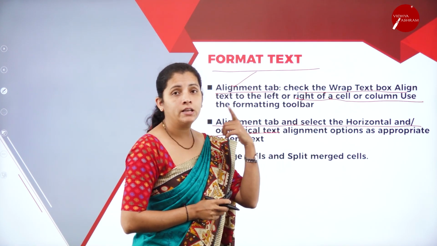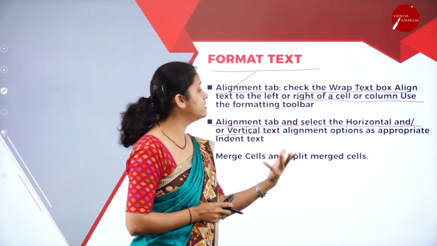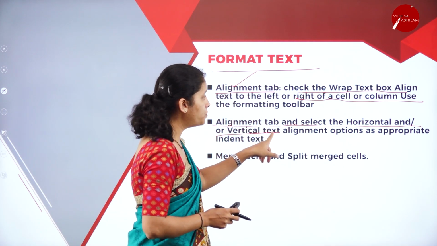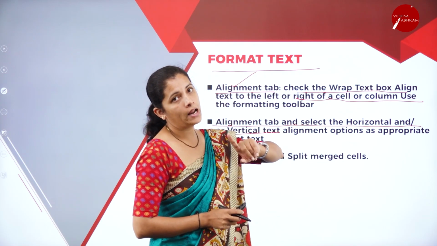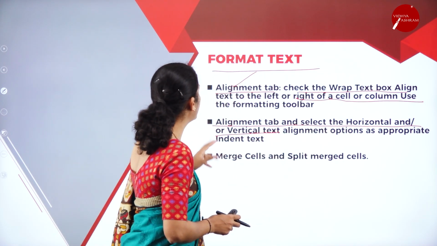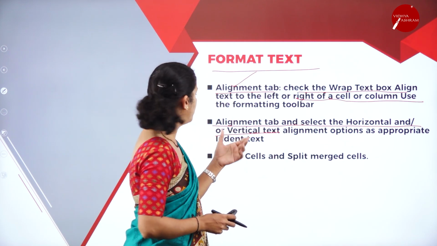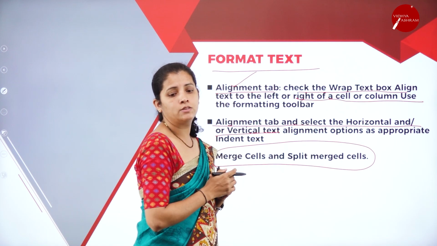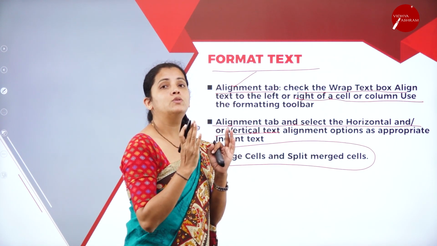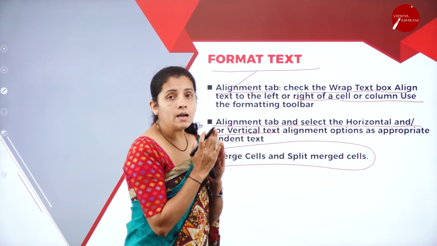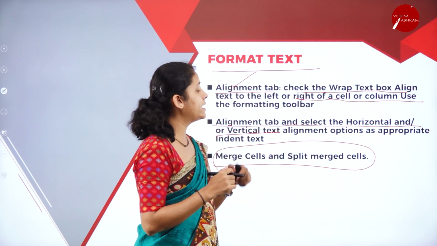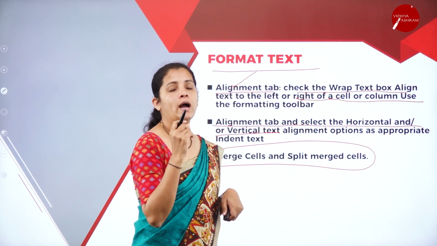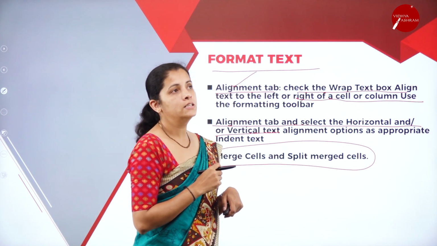Along with left, right, justify or center, I'm going to have two more extra alignment options, that is, I can align the text horizontally or I can align the text vertically, and I can also merge the cell. So what is merging? I can merge or club two cells together, and I can split the merged cell. That means I'm going to have the option unmerge cell.